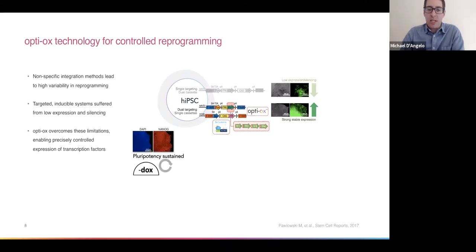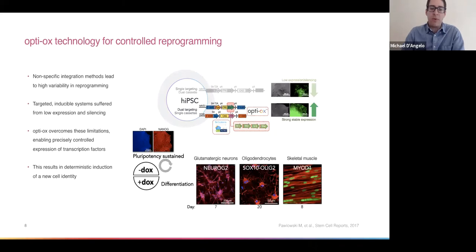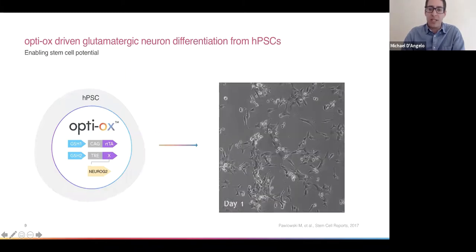So this is great because with the inducible system, what we have is in the absence of doxycycline, pluripotency is sustained, and so these cells are now self-renewing and inherently scalable. And now when we add doxycycline, we have deterministic induction of a new cellular identity. And so these are examples from this paper showing reprogramming into these 3 cell types of interest in very short time frames. And so this is what it looks like in action.